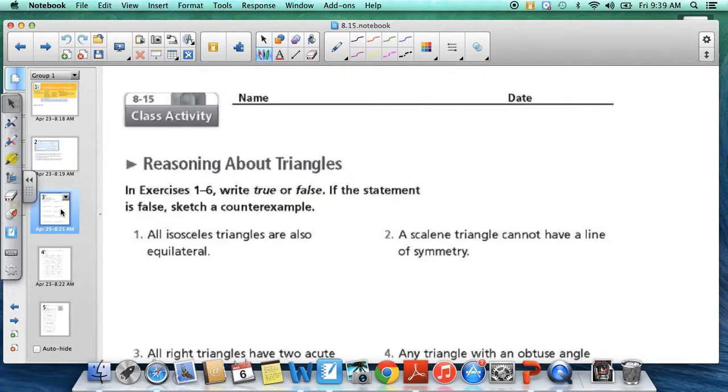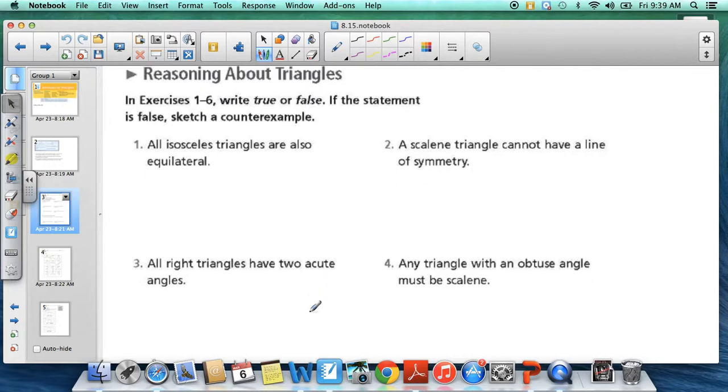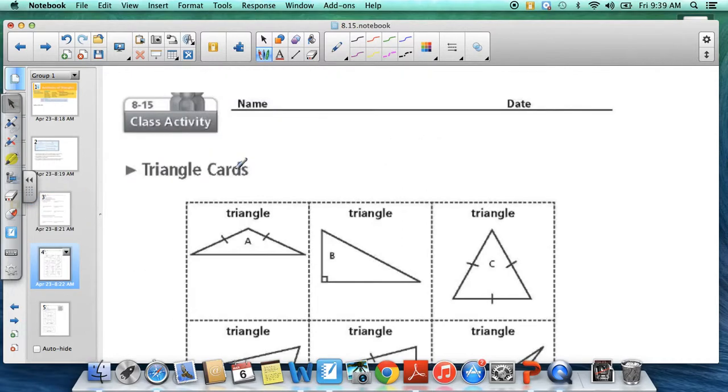So let's get started. Okay, let's see. For number 1, it says in exercises 1 through 6, write true or false. If the statement is false, sketch a counterexample. So for number 1, all isosceles triangles are also equilaterals. That, my friends, is false. So we're going to write false. You can write the whole word out. And then it says to sketch a counterexample.